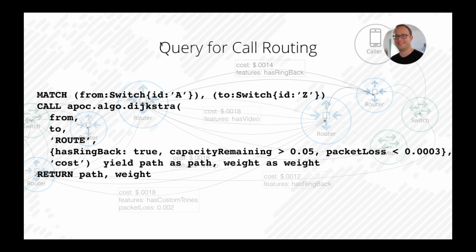So we're restricting to say, has ringback true, capacity remaining is greater than 0.05, and a packet loss less than 0.0003. And then I am looking at the cost relationship and using that as my weight. I could certainly make this more complicated as well, but in this case, I'm just saying, using the raw dollar cost, find me the shortest path between those two switches with the smallest real dollar cost, where those features are met, and it's within capacity, within our packet loss ranges that we're comfortable with.